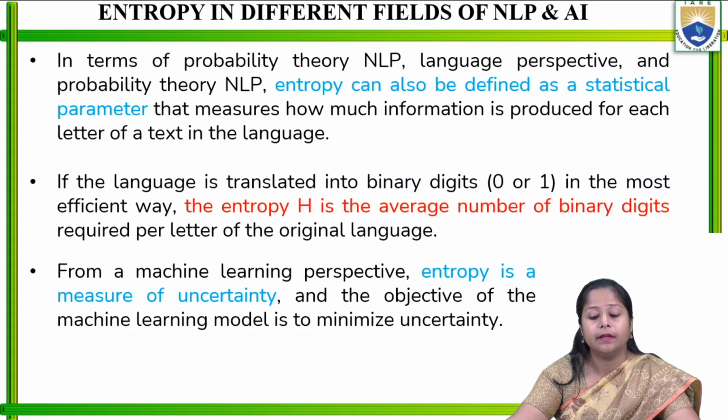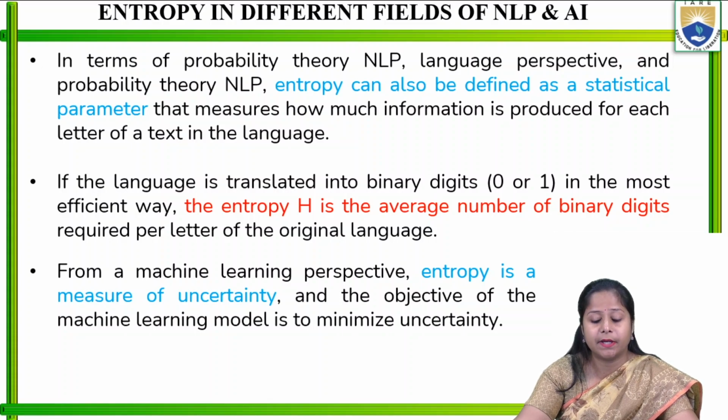In terms of probability theory and the NLP language perspective, entropy can also be defined as a statistical parameter that measures how much information is produced for each letter of a text in the language. If the language is translated into binary digits, that is 0 or 1, in the most efficient way, the entropy capital H is the average number of binary digits that will be required per letter of the original language.